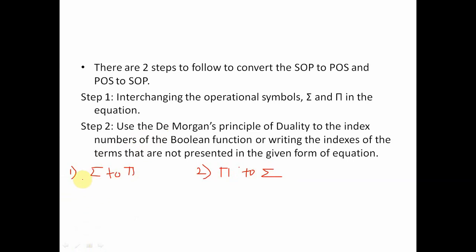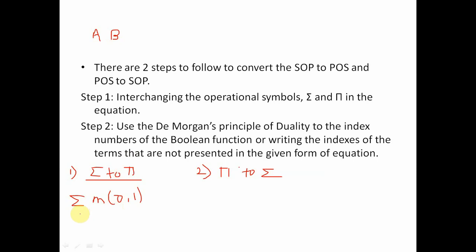Apply De Morgan's theorem to a summation or pi equation. For example, here I am writing the terms 0 and 1. How many variables are present here? The smallest number is 0 and the maximum number is 1, so in this equation, 0, 1, two variables are present.